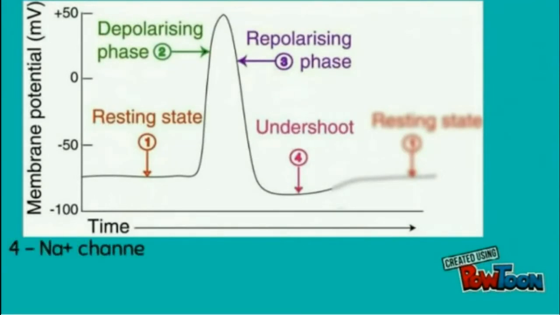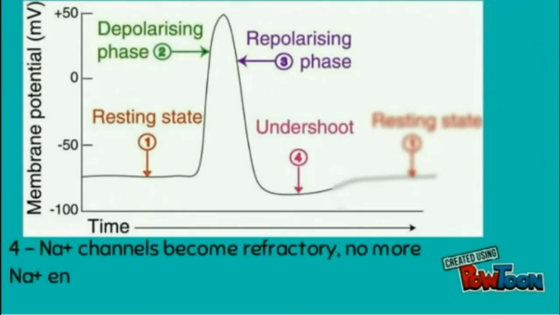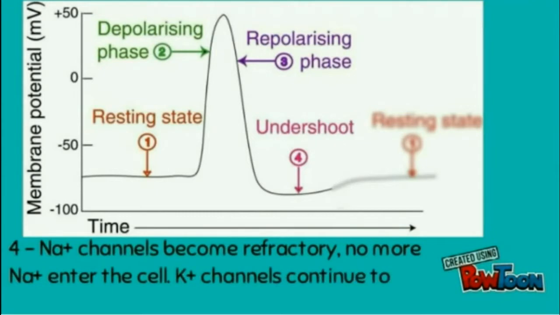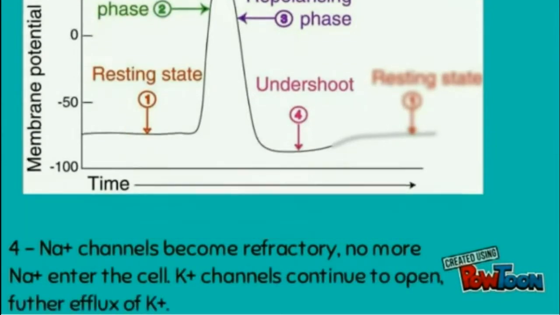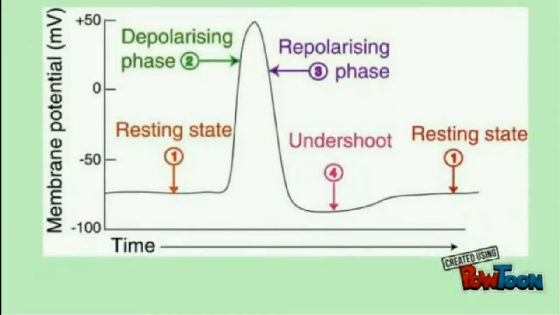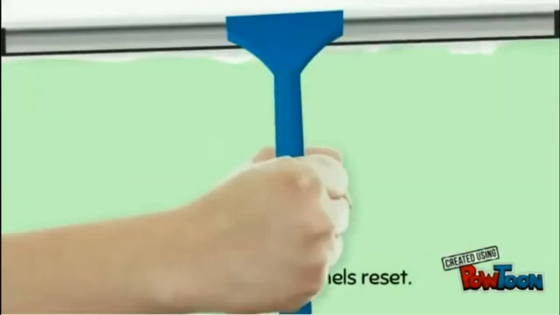Phase 4, undershoot phase: sodium ion channels become refractory, so no more sodium ions enter the cell. Potassium ion channels begin to open, with further efflux of potassium ions. Phase 1, resting state: potassium ion channels close and sodium ion channels reset. So it is different, right?